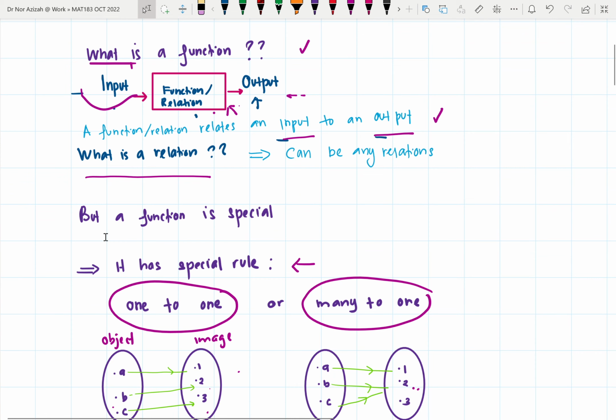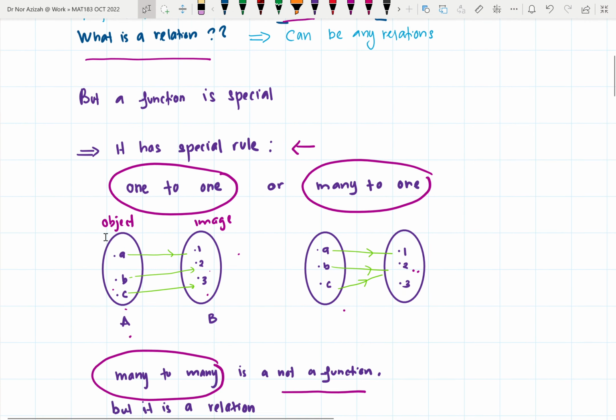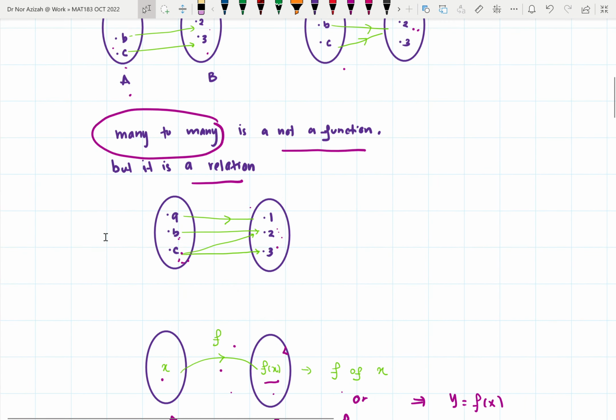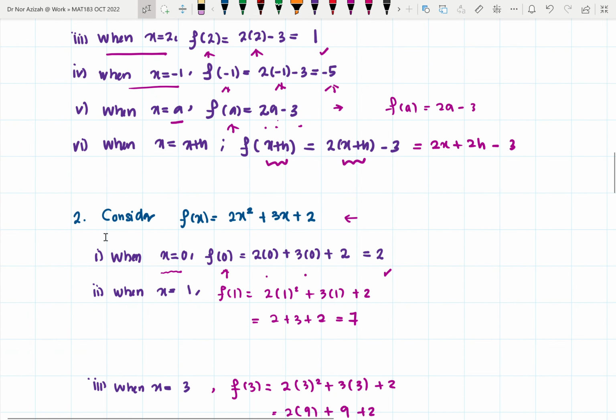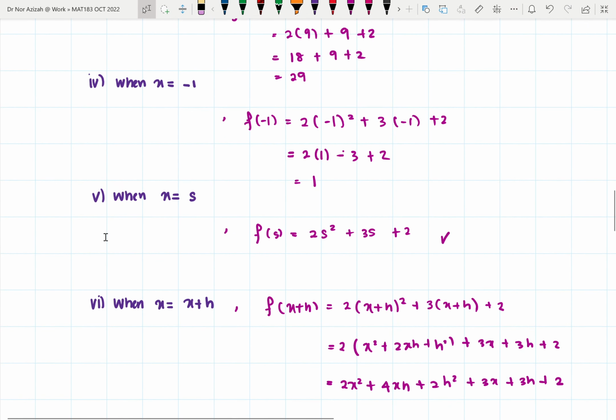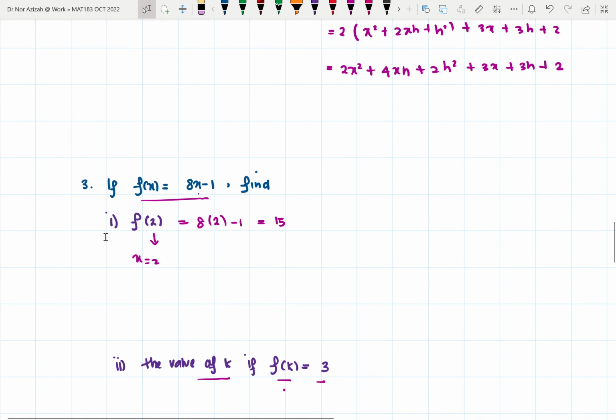You should also know that a function has a special rule. That is, one-to-one relation and many-to-one relation, but not many-to-many. Next, you should know how to find the value of f(x) if you are given the values of x. Also, you can find the value of k if you know the value of f(k).